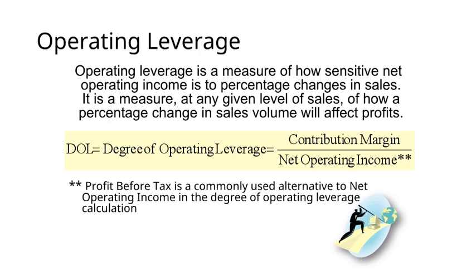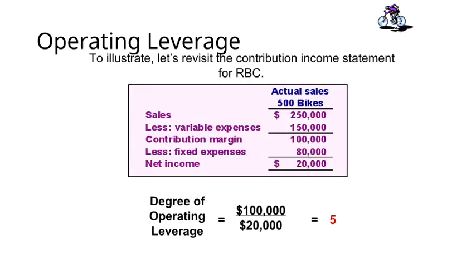Let's look at Racing Bicycle. Recall that Racing is currently selling 500 bikes and producing net income of $20,000. Contribution margin is $100,000. Operating leverage is 5. We determine this by dividing the $100,000 contribution margin by net income of $20,000.